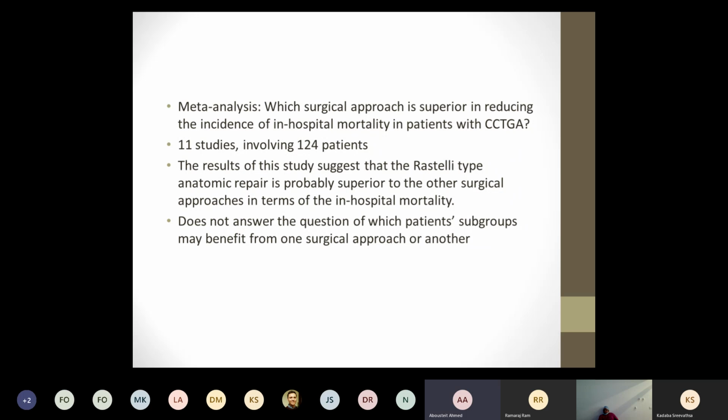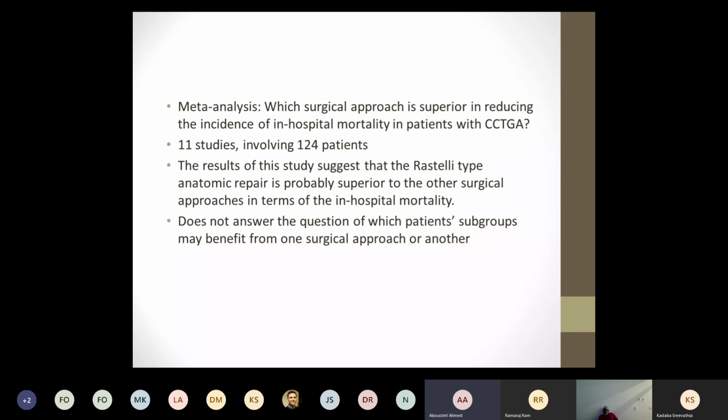I haven't included the tables for that, or the surgical schemes about the surgical repair that we do.